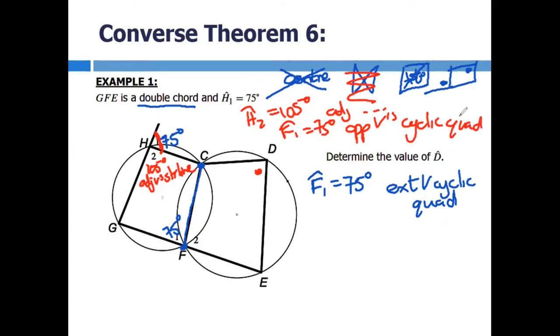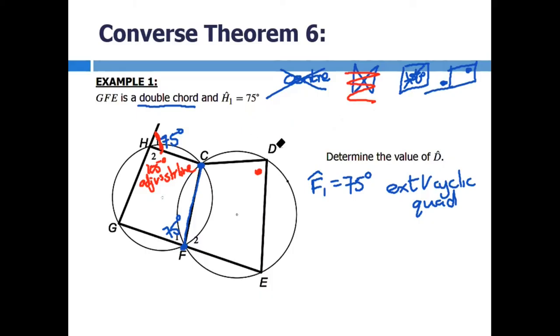But guys, if you do that, you have to write down both steps. You can't just write down the last step because then you don't get any of the marks. So please realize every step that you use to get where you are going must be written down with a reason. Okay, so we've got F1 is equal to 75 degrees.